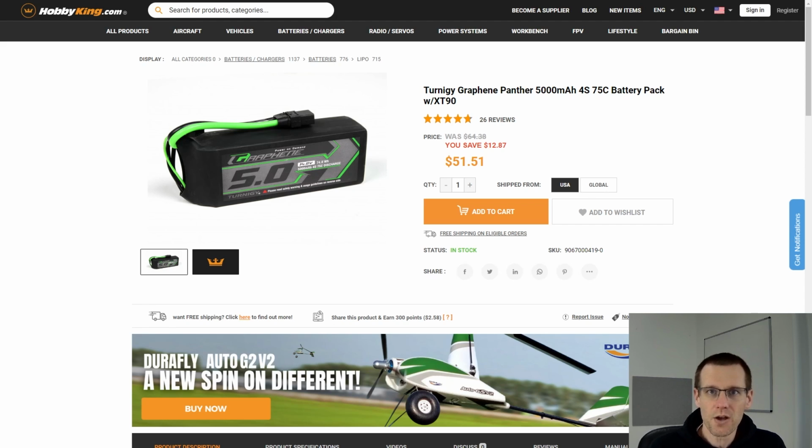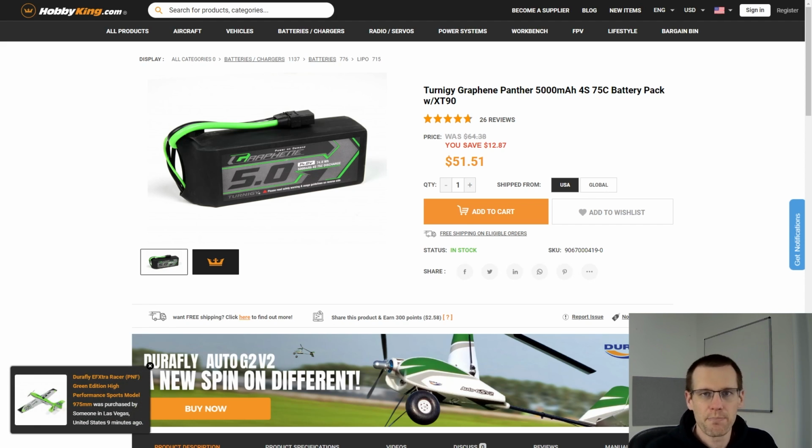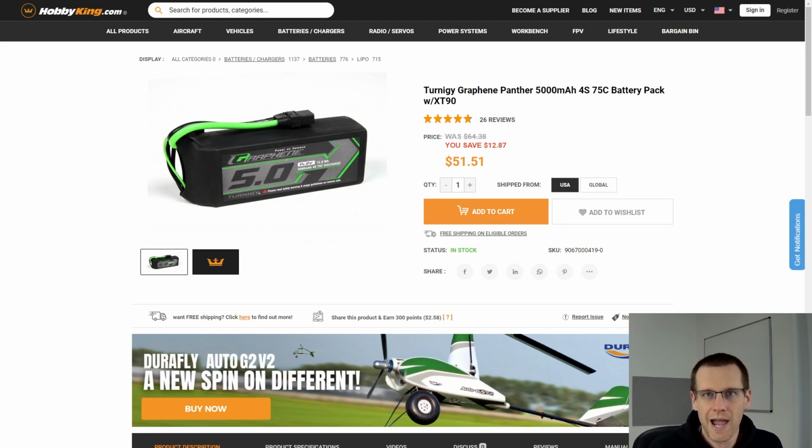In this week's video, we are taking a look at this battery pack that we have currently up on the screen. Now, one of the things that we're gonna do is test this pack and ultimately see if this is a good battery and how it stacks up against one other comparable that we've already tested here on this channel. This is, of course, the Turnigy Graphene Panther version of pack.